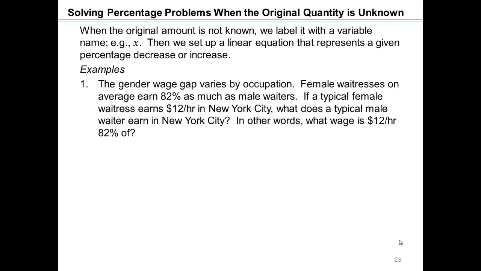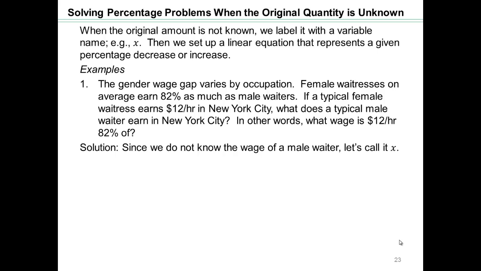The gender wage gap varies by occupation. Female waitresses, on average, earn 82% as much as male waiters. So if a typical female waitress earns $12 an hour in New York City, what does a typical male waiter earn in New York City? In other words, what wage is $12 per hour 82% off? All right, since we do not know how much money a male waiter in New York makes per hour, let's call it X. What we do know is that $12 per hour represents 82% of X.